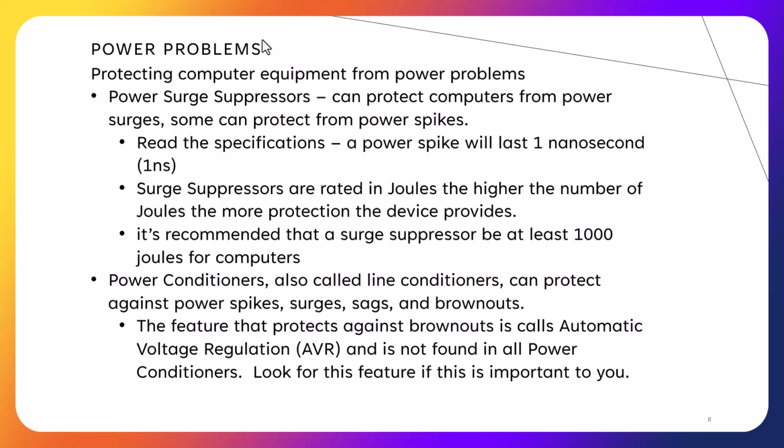Power conditioners, or line conditioners as they are called, can protect against power spikes, surges, sags, and brownouts. The feature that protects against brownouts is called automatic voltage regulation, and it's not found in all power conditioners. So if protecting against brownouts is important, look for that feature.